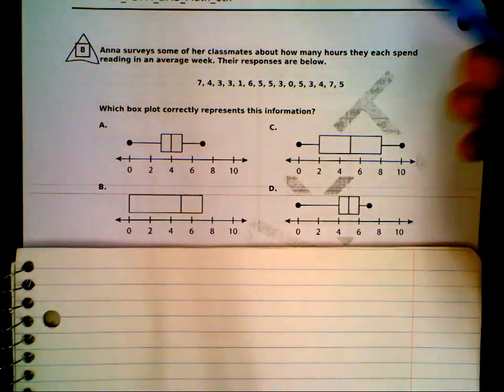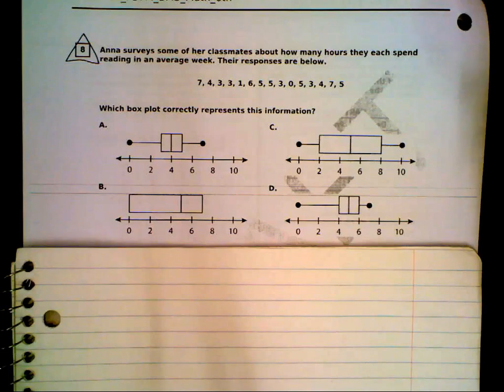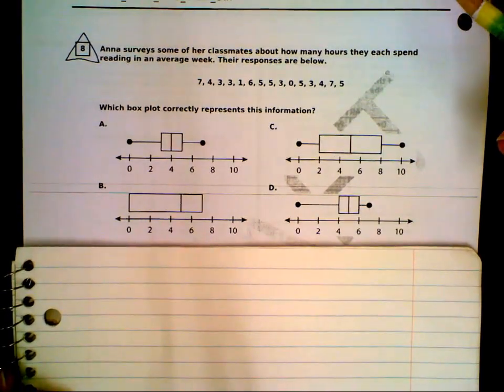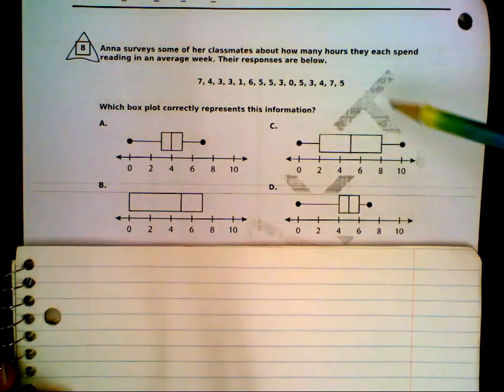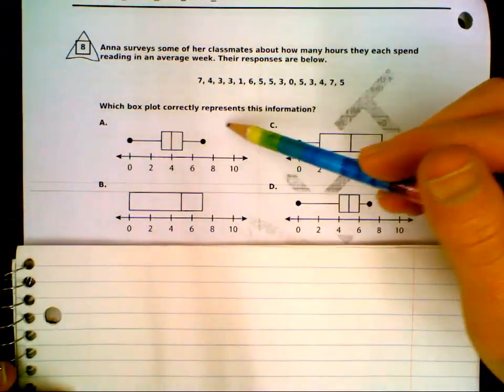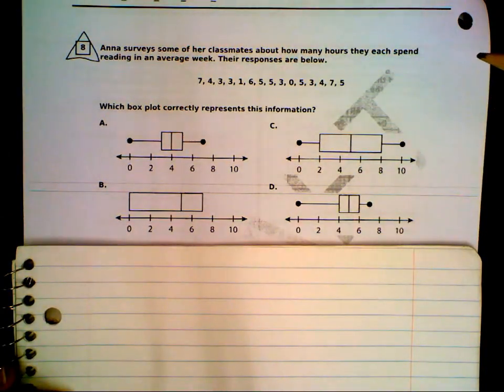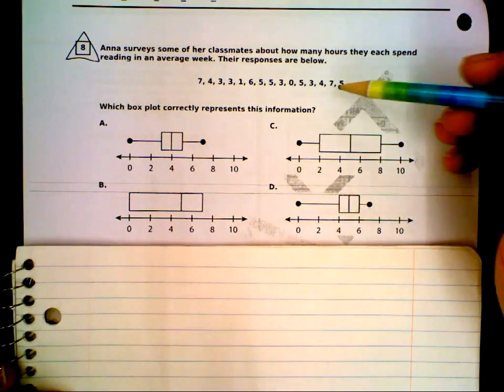Here it says Anna surveys some of her classmates about how many hours they each spend reading in an average week. Their responses are below. I won't read all of the numbers, but that's the list of numbers we have to work with. Which box plot correctly represents this information? Now my first step is going to be taking these numbers and putting them in order.